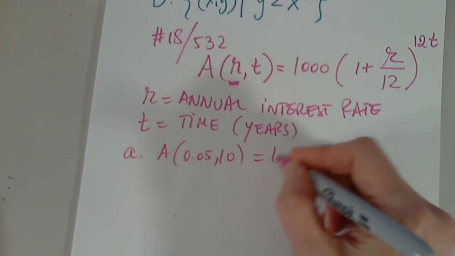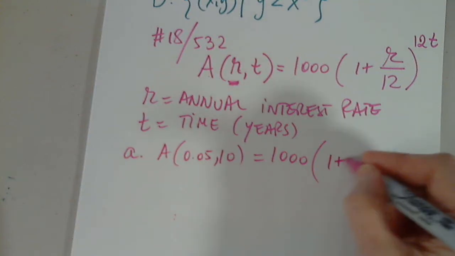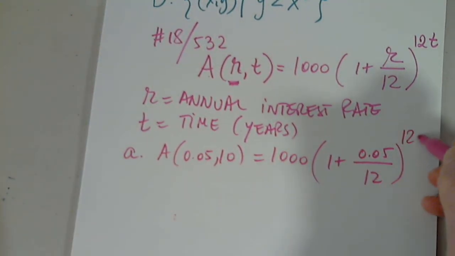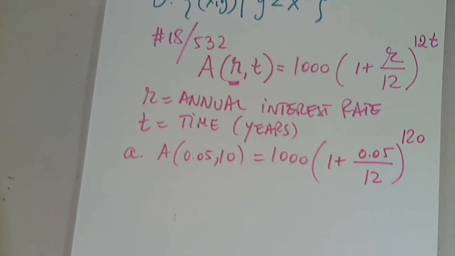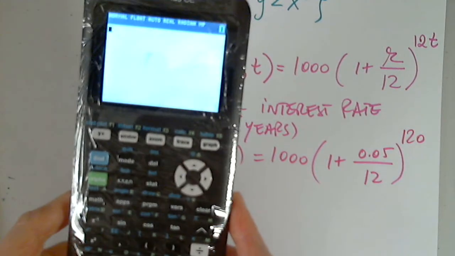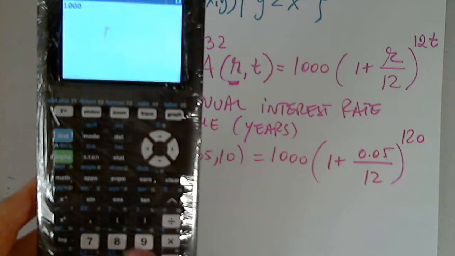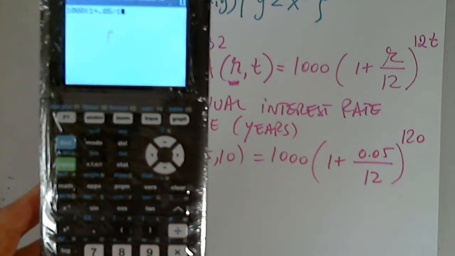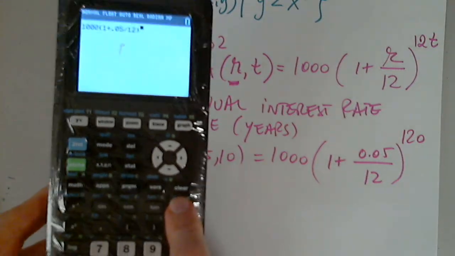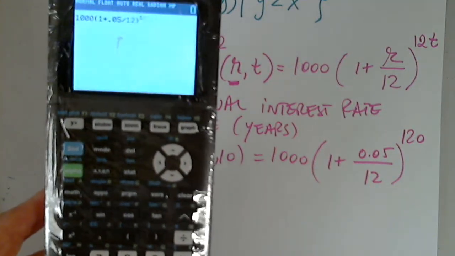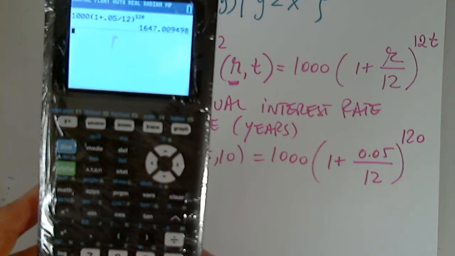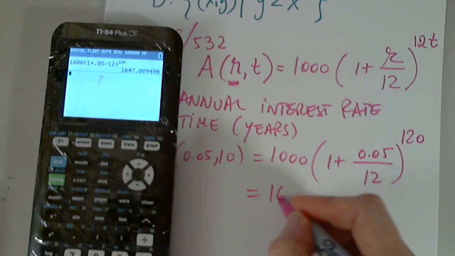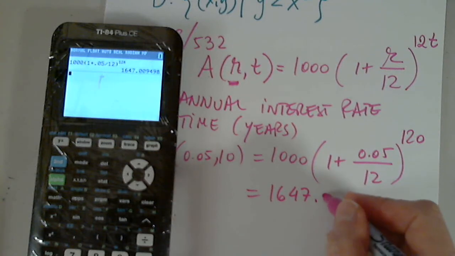All we have to do is just plug it in, as we just did. 1 plus 0.05 divided by 12, and since it's 10, it's 120. I cannot do this by hand. Let's put it in the calculator. 1,000, don't forget the parenthesis, 1 plus 0.05 divided by 12, close the parenthesis, put the caret. It's only one number, so I'm not going to put parentheses. So it's 1,647.01.